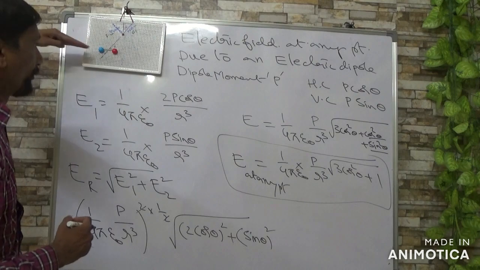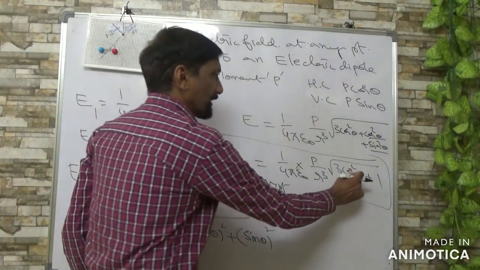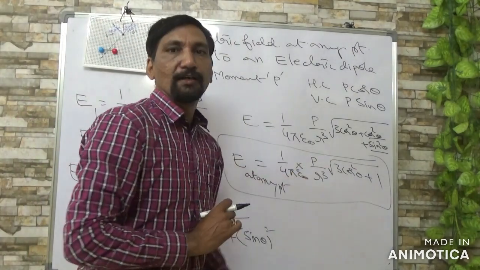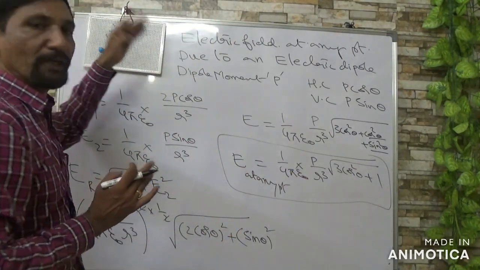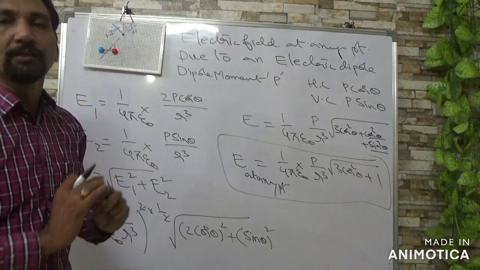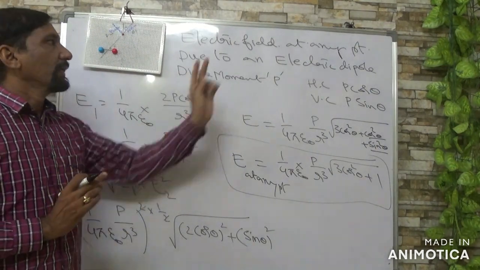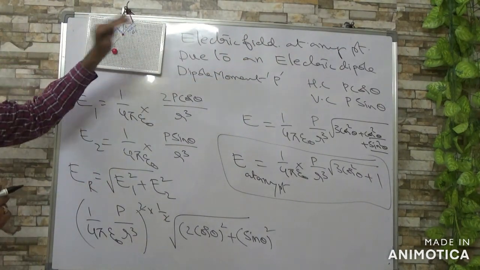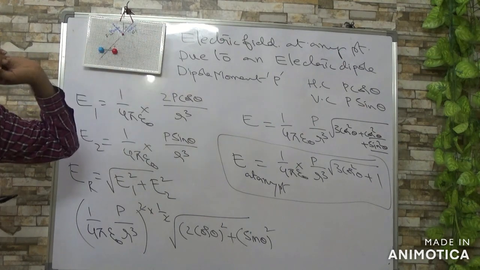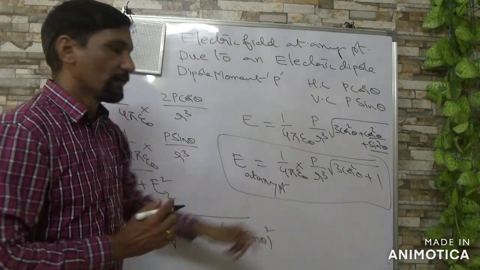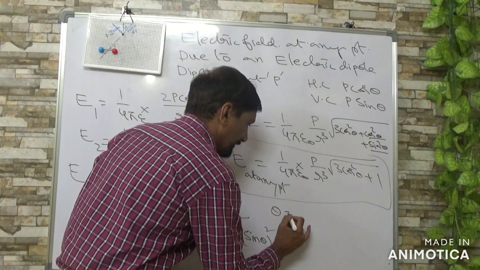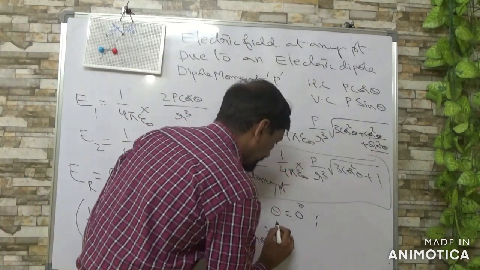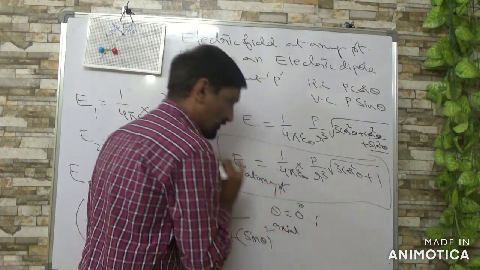For example, if you want to find it on the axial line, theta can be taken as 0. If you want to find it on the equatorial line, take theta 90, or in between at any point also you can find. So the electric field strength at any point due to this dipole is this formula. If you want it on axial, take theta 0. If you want it on equatorial, take theta 90.